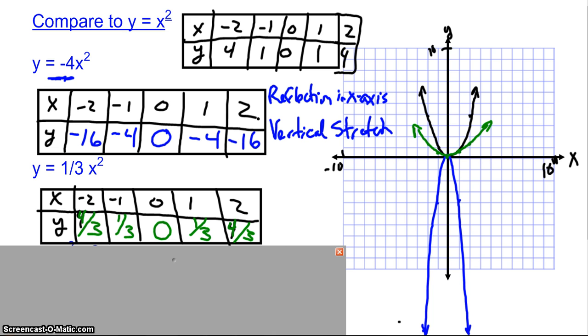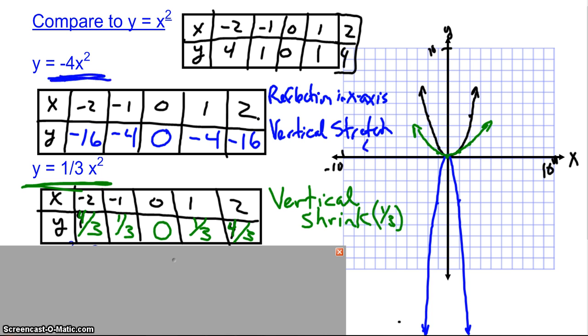So this equation, y equals 1/3 x squared, is not a reflection. It's going the same direction as the parent, but it is looking flatter, right? So we would call this a vertical, what is it called? When it goes flatter away from the y-axis? Vertical shrink by a factor of 1/3, right? Which, by the way, the vertical stretch for the previous equation is a factor of 4, right? The reflection is the negative that we saw with the 4. Okay, we have one more to do.